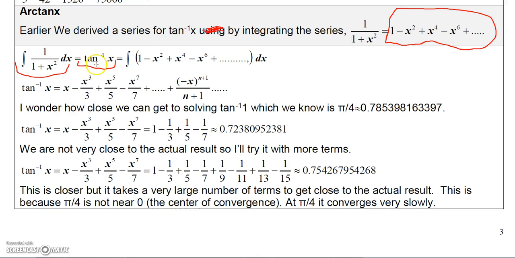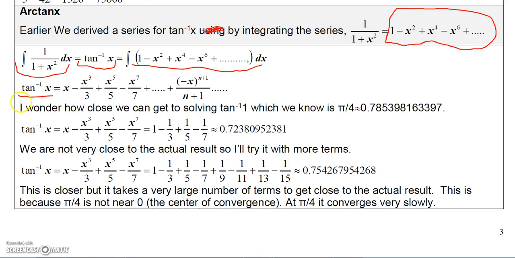And so integrating this, since the function 1 over 1 plus x squared equals this series, then if we integrate this series, we'll get x minus x cubed over 3 plus x to the 5th over 5 minus x to the 7th over 7, where the nth term is minus x to the n plus 1 over n plus 1. And we know that that should equal the arctan of x.